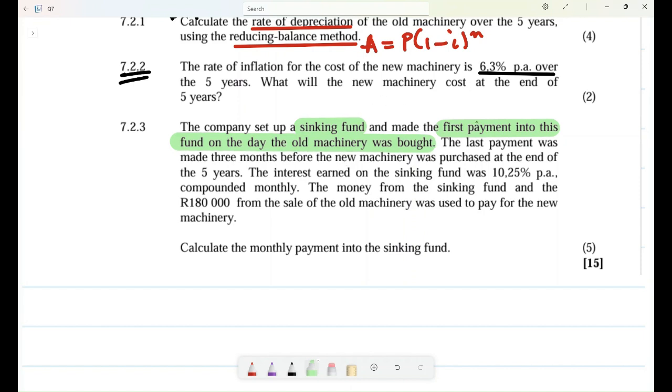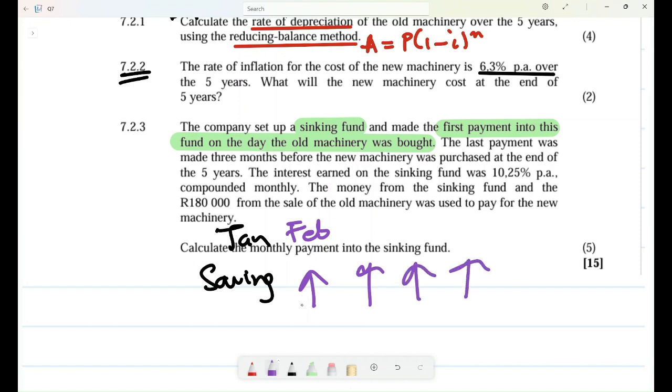So what happens then? The first payment into this fund was made immediately. This also applies to when you open a savings account. You open it in January, you just open it. Then you start doing payments in February, putting the money that you want to put, from February until the last day, right?